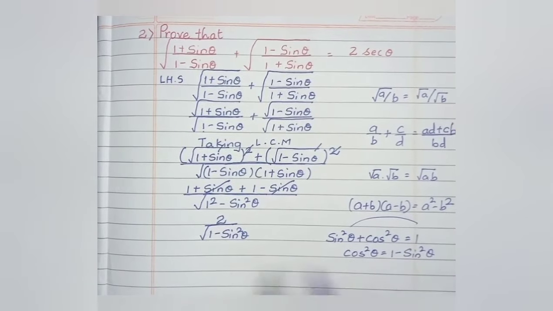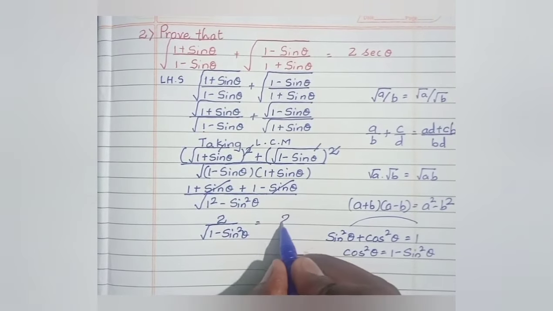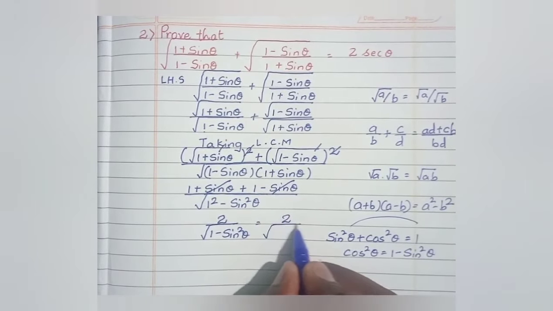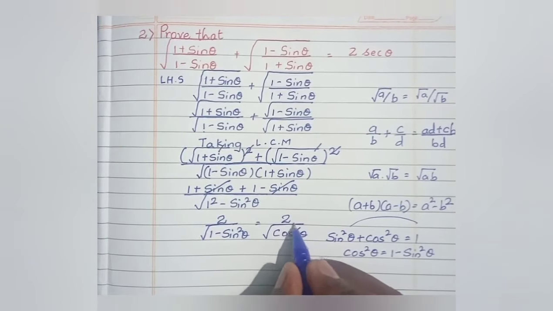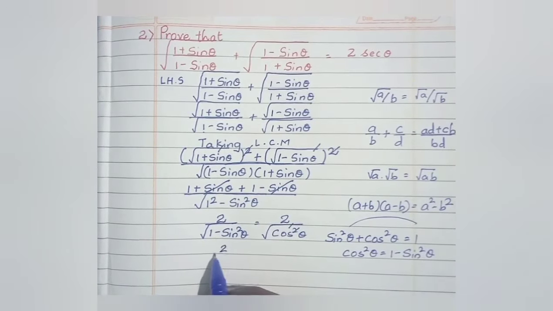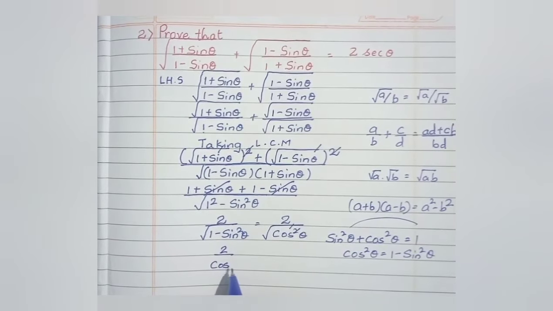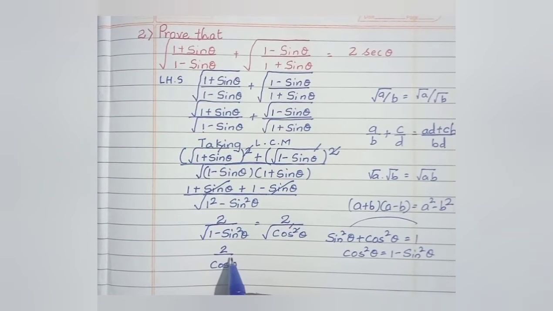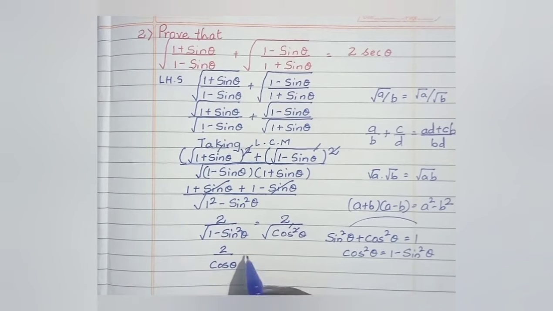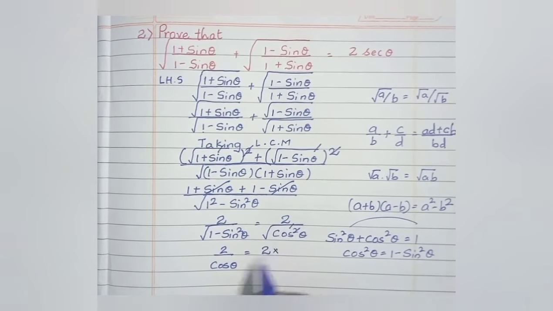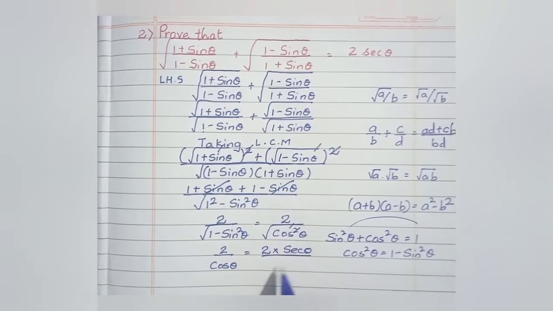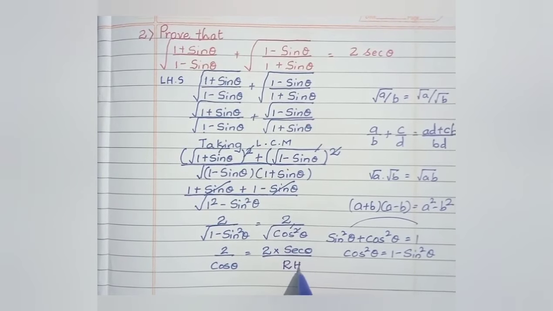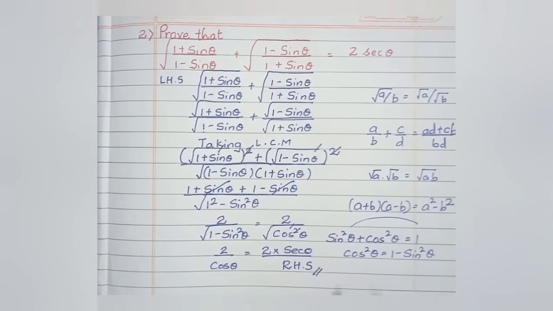Now 1 minus sin square theta can be expressed as cos square theta, so 2 divided by root of cos square theta. Again root and square will cancel out, the remaining terms are 2 divided by cos theta. Now the reciprocal of cos theta is secant theta, so it is 2 secant theta, which is equal to RHS, hence proved.